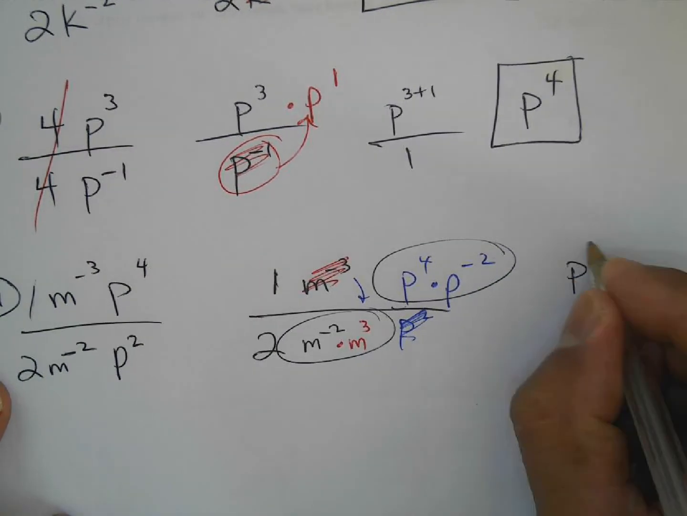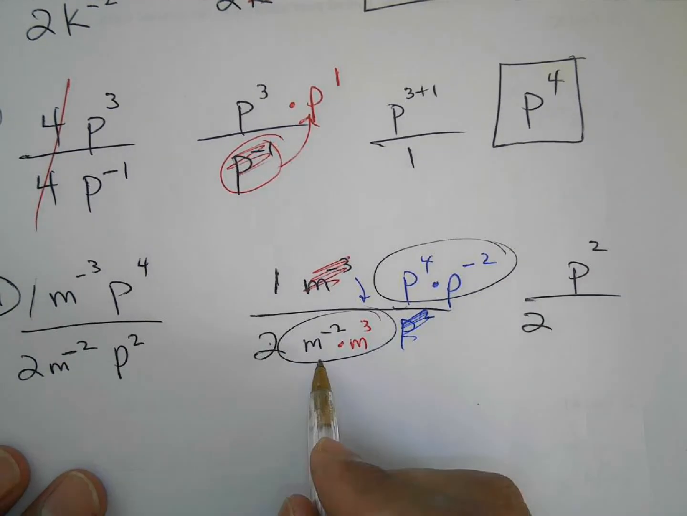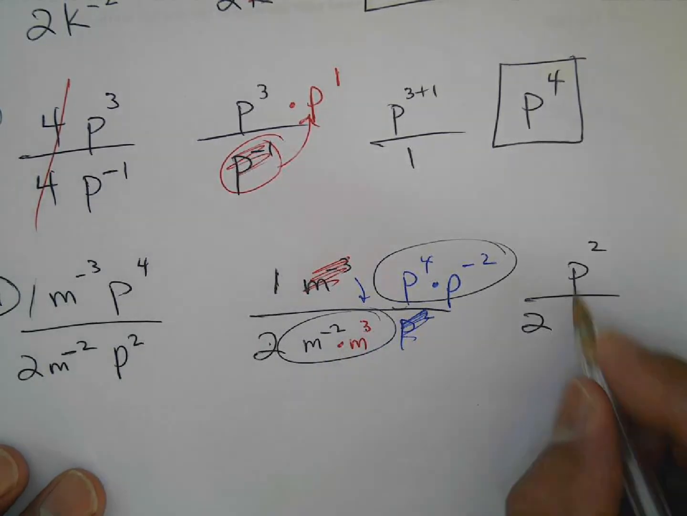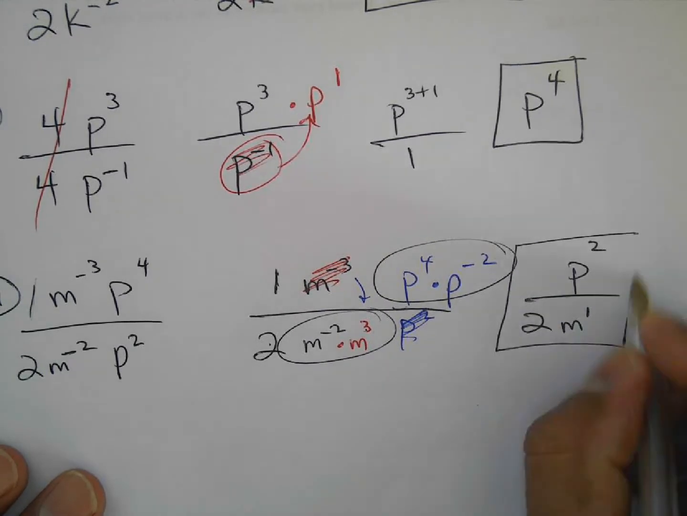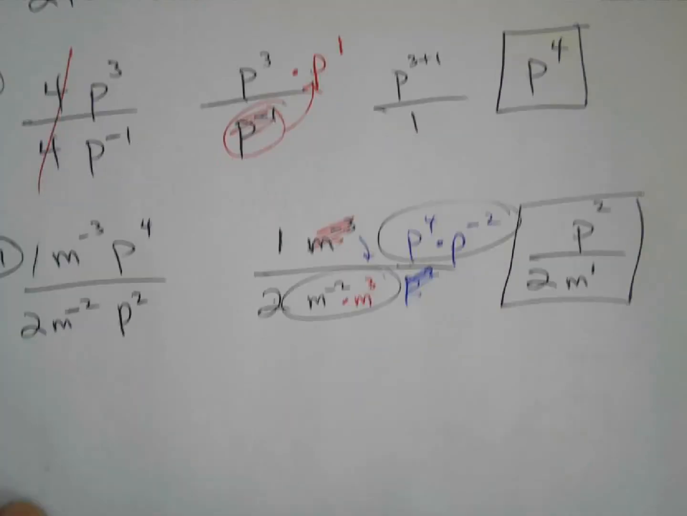And now what's left here? 4 take away 2 gives me a positive 2, right? Because you add them. And we still got that 2 there. And negative 2 plus 3 is the same as what? 3 take away 2. When you add these, you get positive 1. All right, good. They're getting a little tougher.